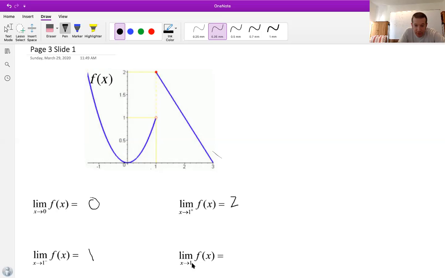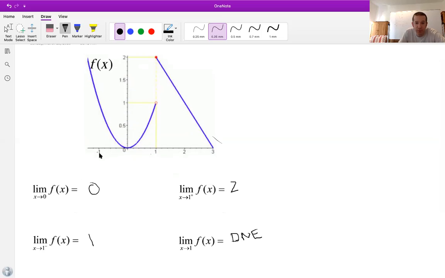Now it just says the limit as x approaches 1. No left, no right. This means it's the two-sided limit. The way that we answer these questions is we look at the left-hand limit and the right-hand limit and we see if they agree. Pretty clearly, these limits do not agree. So the limit as x approaches 1 of f of x does not exist. So that's how you would do a problem like this.